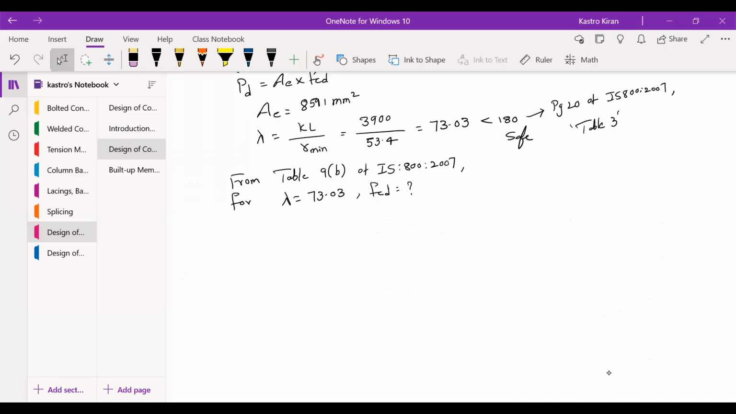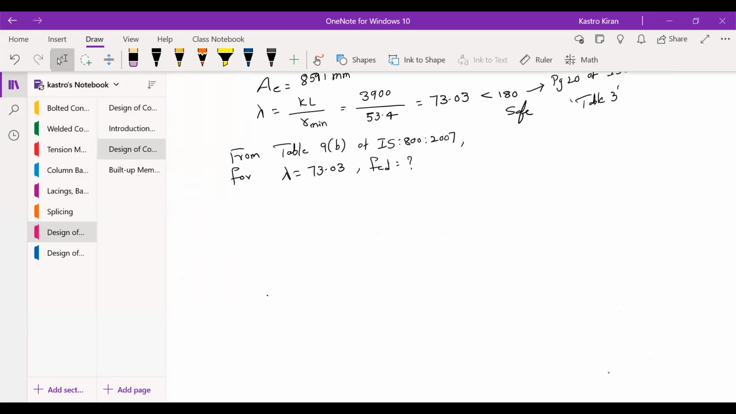So here, let's write down the same statement from table 9B of IS 800-2007. For lambda equals 73.03, you need to find out the FCD value. You know lambda, that is 73.03, lies in between lambda equals 70 and lambda equals 80, right?